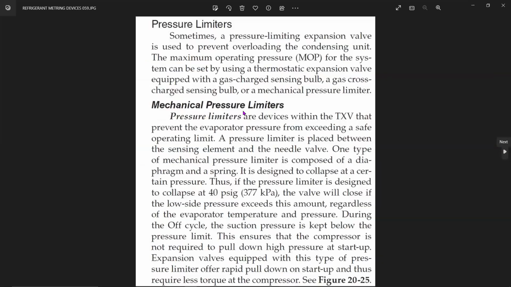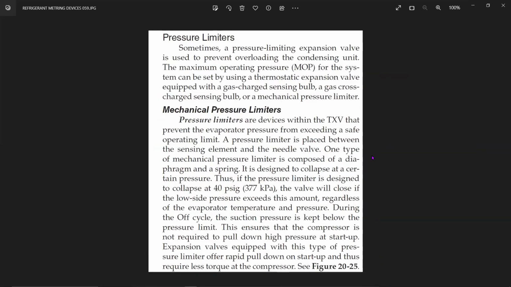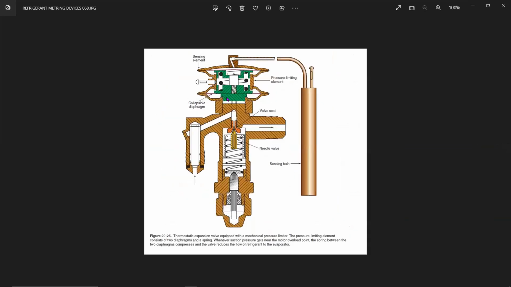Okay. Now, there's something called a pressure limiter. It is not that important. Okay, we just understand the concept behind it. See, on the upper line of your TXV there is again a separate pressure limiting element. So what it does is it takes the pressure but it will not give the full pressure down here. That means there's one diaphragm on top and one diaphragm at the bottom, a collapsible diaphragm and another diaphragm on top. So the pressure limiting element consists of two diaphragms and a spring.